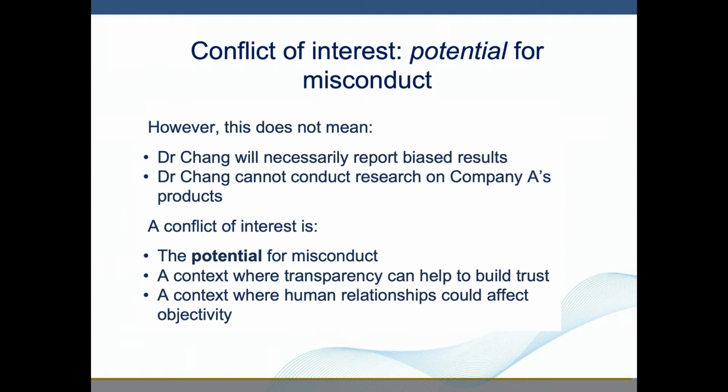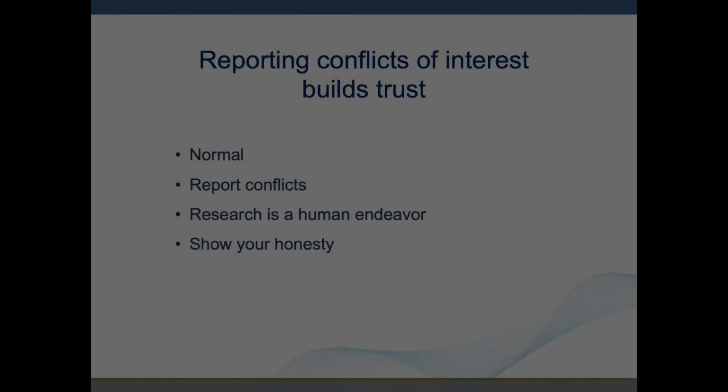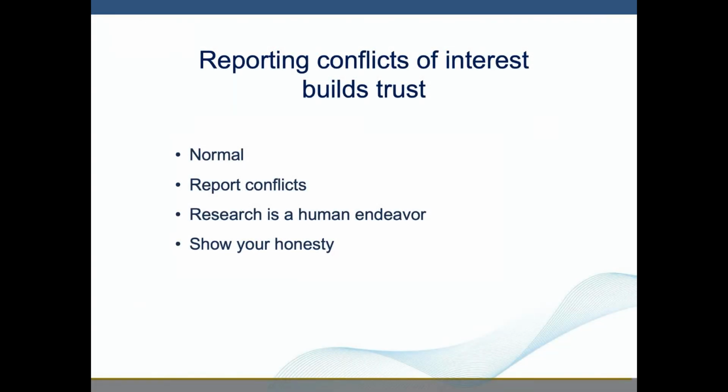A conflict of interest is just the potential for misconduct, a place where extra transparency can help to build trust. A conflict of interest is where human relationships, for better or worse, could affect the objectivity of the research. Conflicts of interest are a normal part of academic publishing. A reputable researcher usually has conflicts of interest to report. However, he conducts his research honestly and ethically.